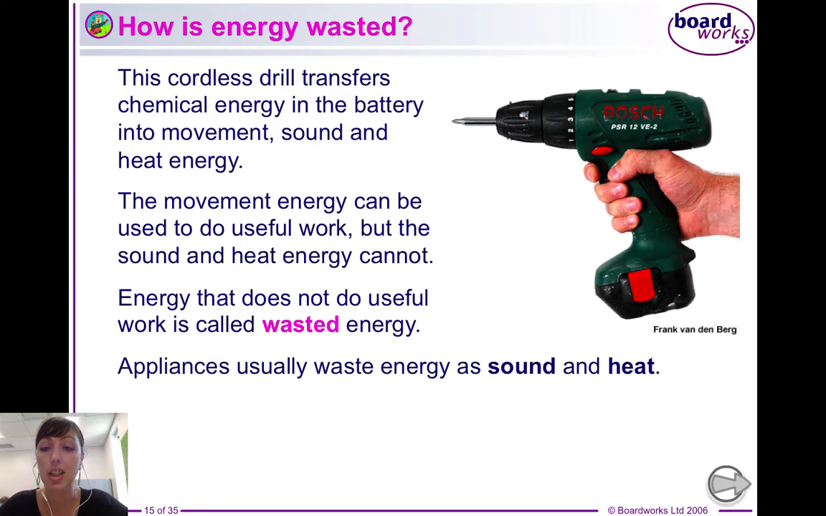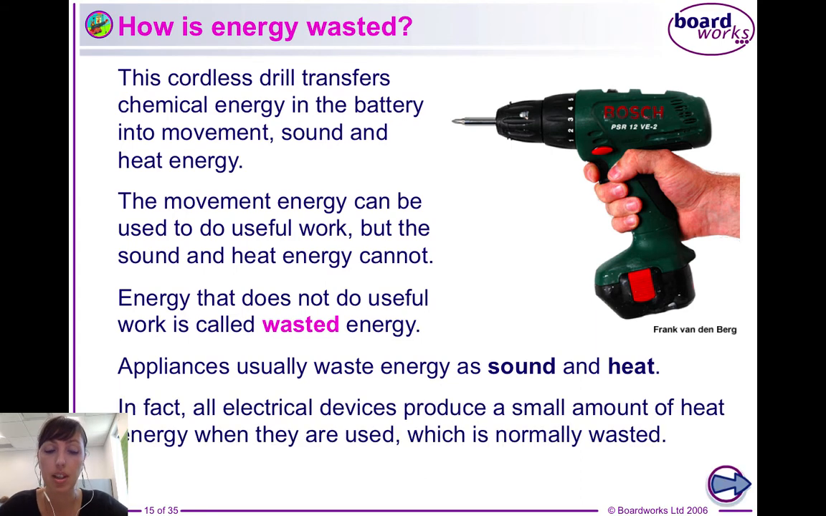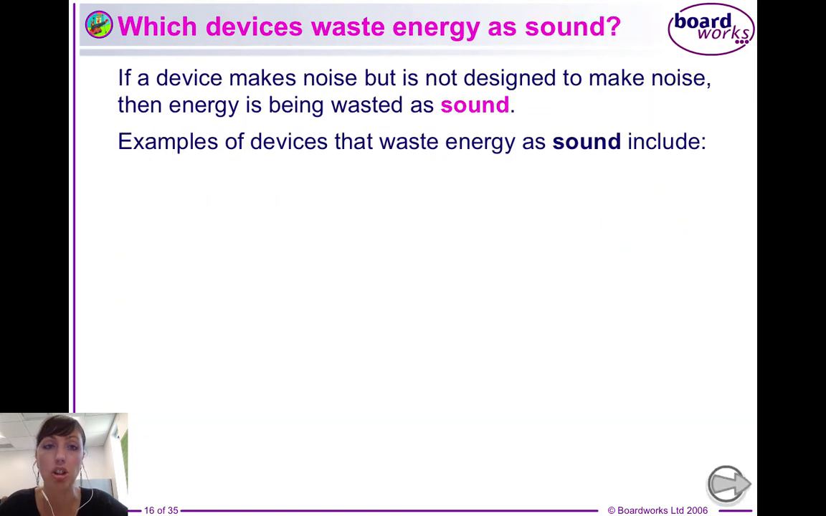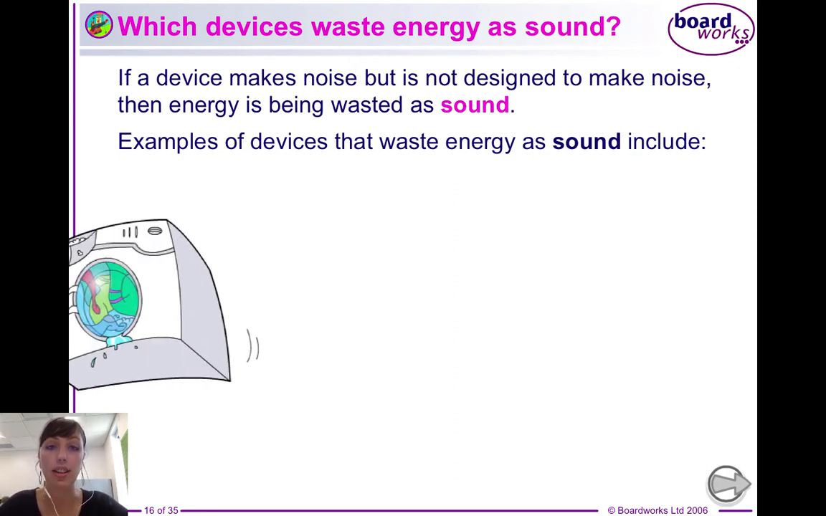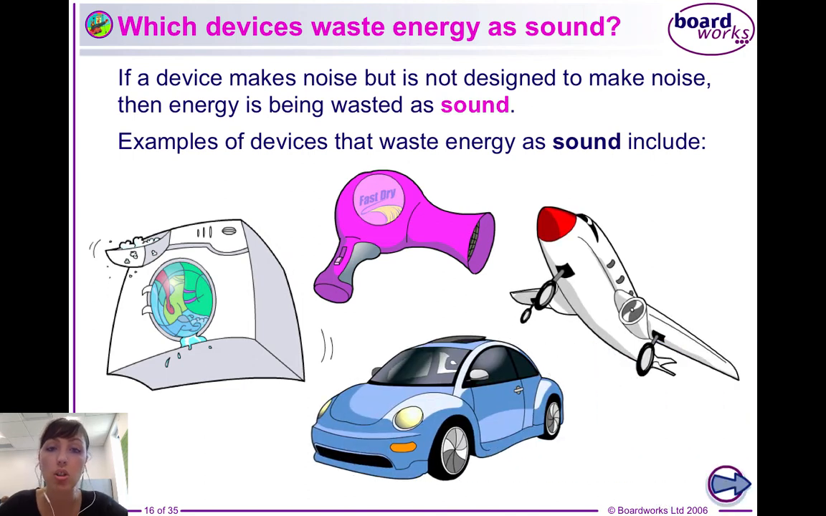Appliances usually waste energy as sound and heat. In fact, all electrical devices produce at least a small amount of heat when they're used, which is normally wasted energy. If a device makes noise but is not designed to make noise, then energy is being wasted as sound. Examples include washing machines, dryers, blow dryers, planes, and cars. Like most things you can think of, most bigger devices that are noisy.